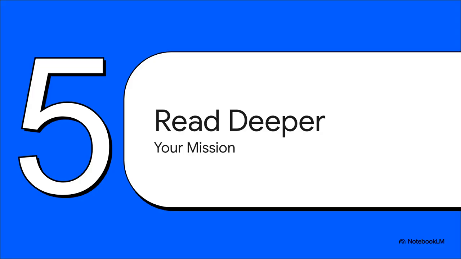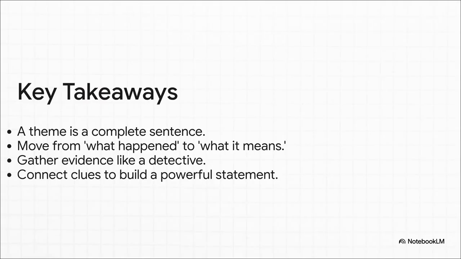So, where do we go from here? Let's wrap this up by talking about your mission as a newly trained literary detective. Look, if you remember nothing else, remember these 4 things. 1. A theme is a sentence. 2. Your job is to go from what happened to what it means. 3. You do that by being a detective and gathering evidence. And 4. You connect those clues to build a powerful statement about the world.